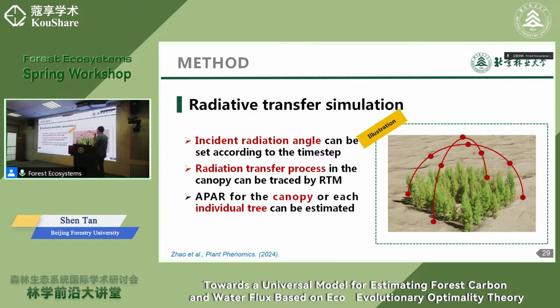And then we can simulate the radiation transfer process for the entire ecosystem and for each single tree, and even for each leaf. Even though the leaf is not a real leaf in the forest system, we can simulate the radiation absorbed by each single tree based on this radiation transfer model. And finally, the energy absorbed by each tree and the canopy can be estimated to support the downstream GPP modeling and evapotranspiration modeling.